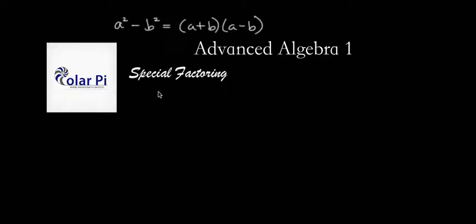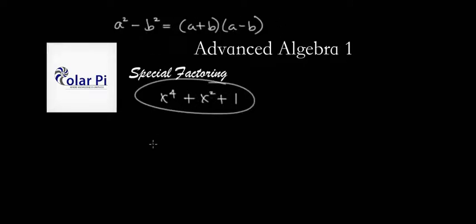Yeah, so special factoring here, and we're going to factor x to the fourth plus x squared plus 1. Now, if you wanted to try this on your own, your clue is what I've intentionally left up here, which is the difference of squares. But you see no difference of squares here, right? Yeah, but it still has to do with difference of squares if you want to factor this.